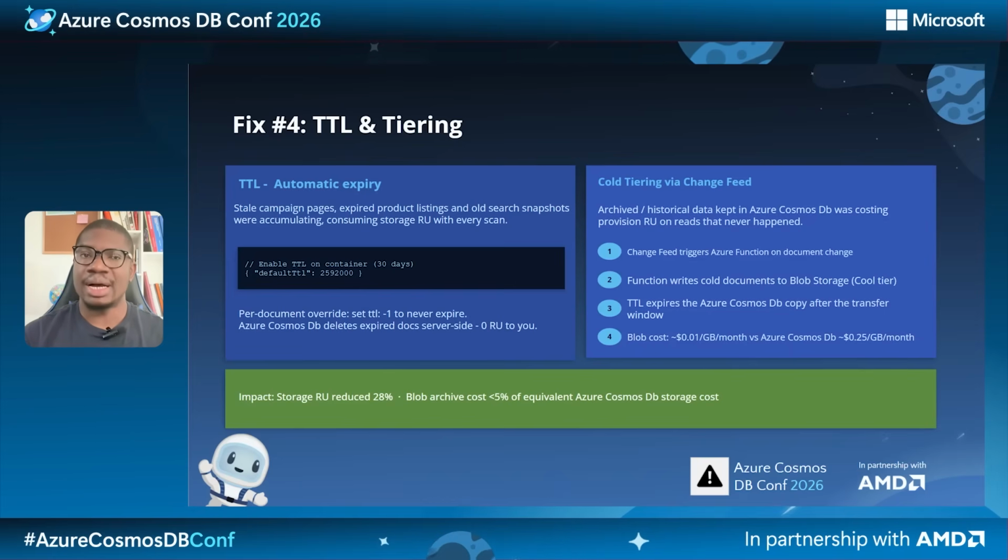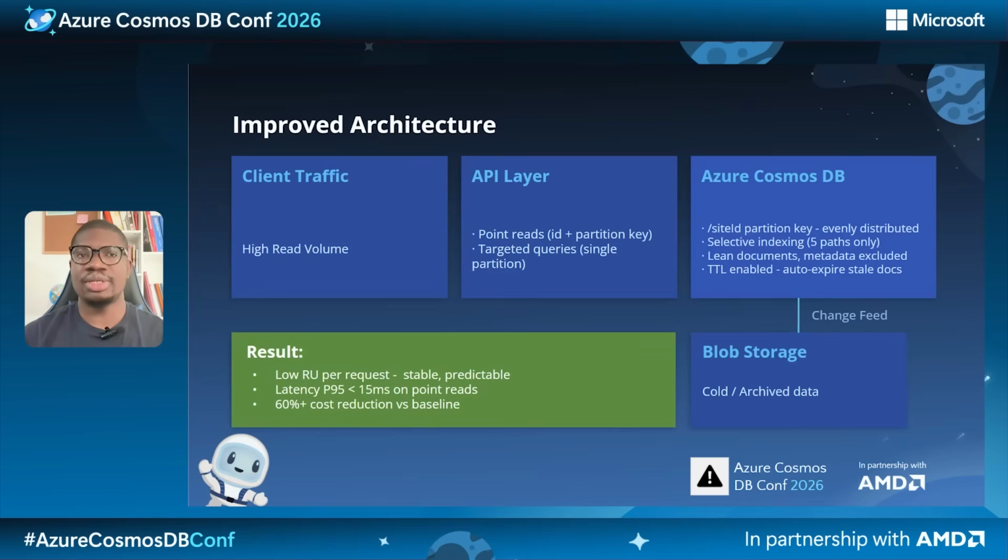The combined impact: we had storage RU reduced by 28%, and the archive cost dropped to less than 5% of what the equivalent Azure Cosmos DB storage would have cost. Now, this is the same system, but designed differently.